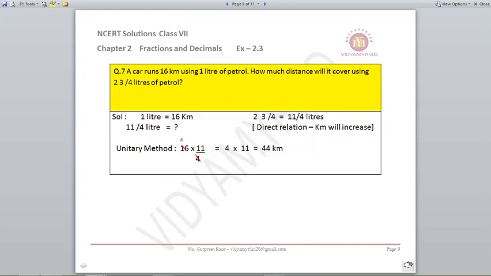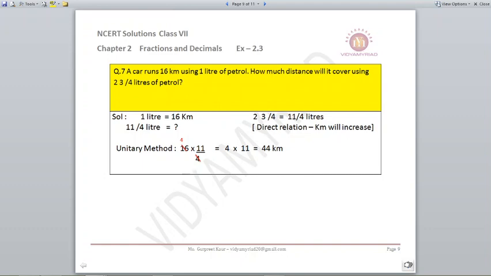A car runs 16 kilometers using 1 liter of petrol. How much distance will it cover using 2 3/4 liters of petrol? Now let us write first of all, for 1 liter the car is covering 16 kilometers. Now if the petrol is 11/4 liters, how 11/4? 2 3/4 is a mixed fraction. Converted, it becomes 11/4, which is more than 1 liter. That means your kilometers should increase.